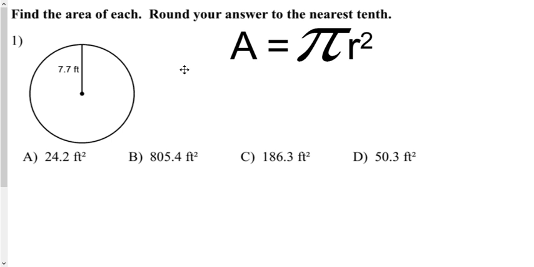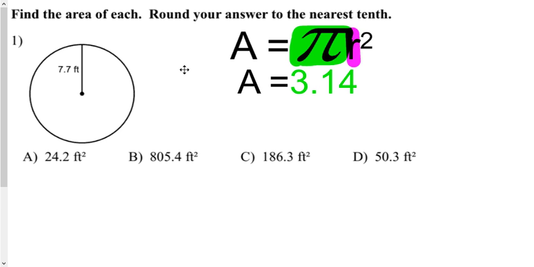We have a circle here, so we have to pull out the formula for the circle. Area equals pi r squared. And what that means is that we have to know what pi is. And if they don't say in terms of pi, we want you to use 3.14. It's going to times the radius. And so when you look at that circle, the radius is from the center to the outside, and that would be 7.7. So the 3.14 is going to be multiplying the 7.7, but don't forget the exponent. And that does not mean 7.7 times 2. That means 7.7 times 7.7.